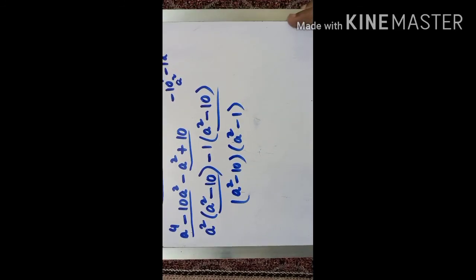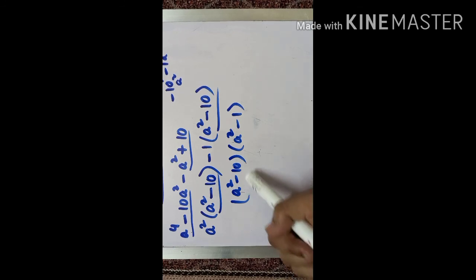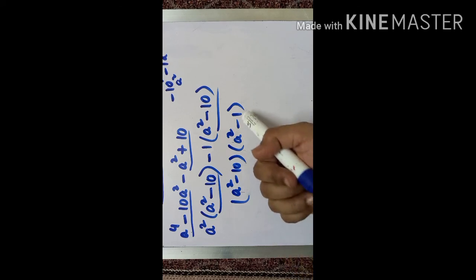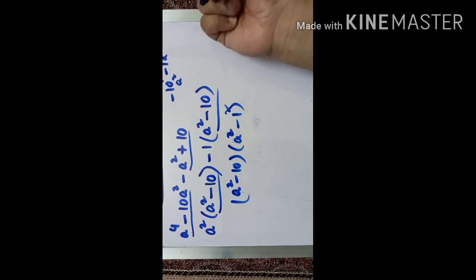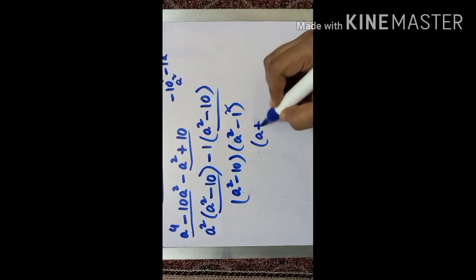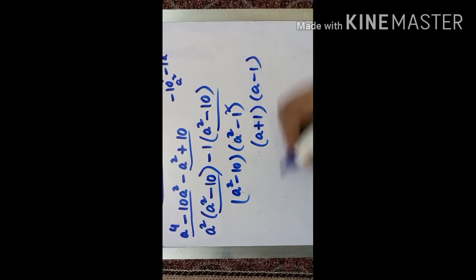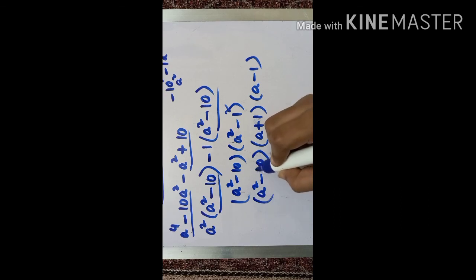So now what can you do further? Is there any way to go further? A square minus 10 is there. Now a square minus 1. So 1 is nothing but 1 square. It is in the form of a square minus b square. So a plus b into a minus b. So that is nothing but a plus 1 into a minus 1. So by using any identities, if it is possible for you to express the expressions, then you have to go like that. So that's it.